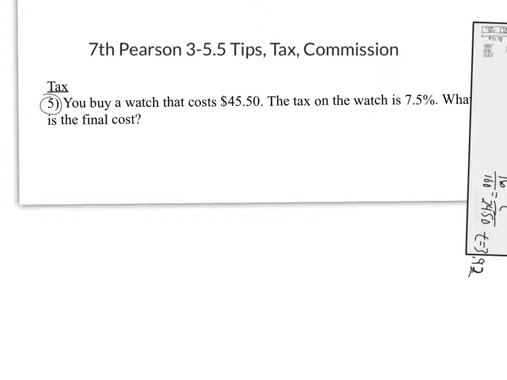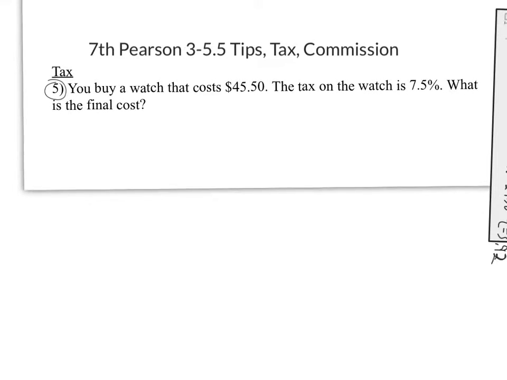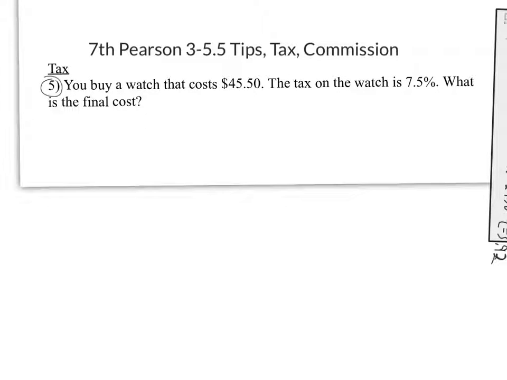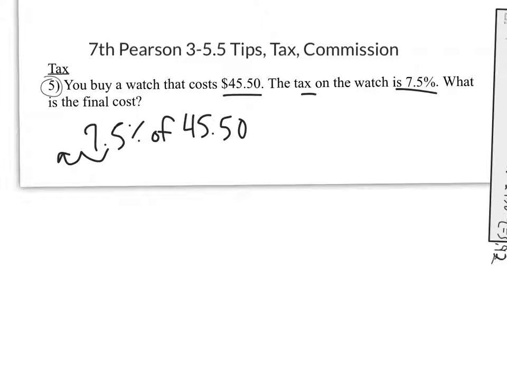If we look at number 5, number 5 is talking about tax. Tax is also just a percent markup, and you guys have worked some problems with tax before. So it was $45.50, and then the tax is 7.5%. What's the final cost? So, we just need to figure out what's 7.5% of $45.50. Make sure you move your decimal 2 places when you change that to a decimal.